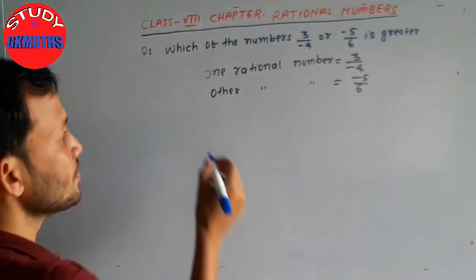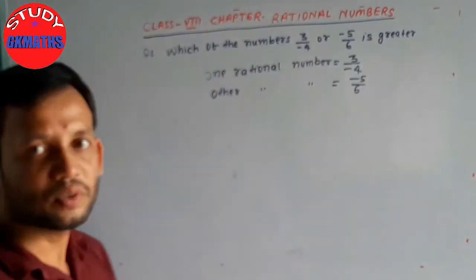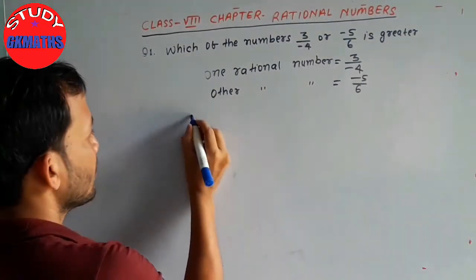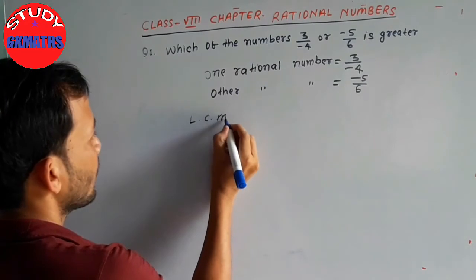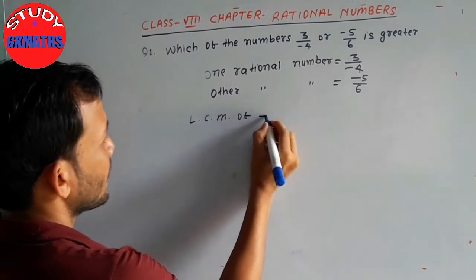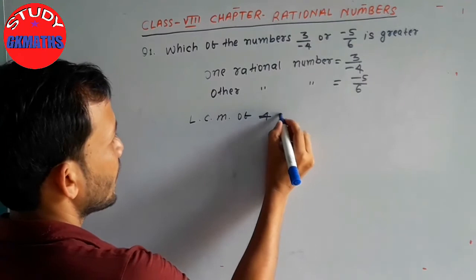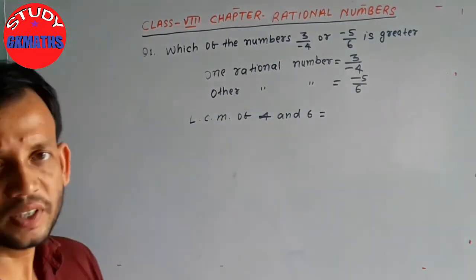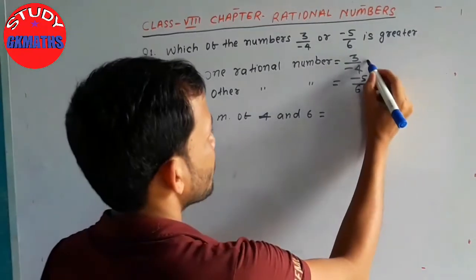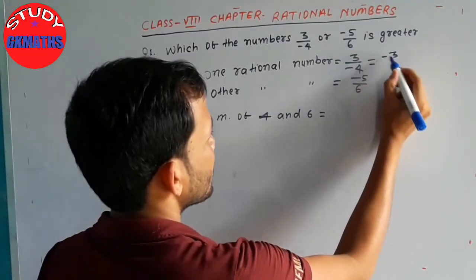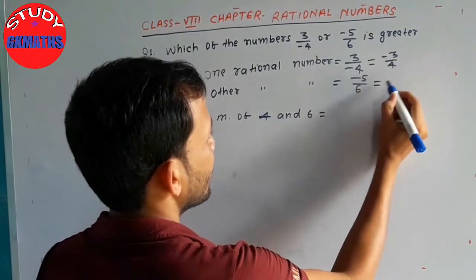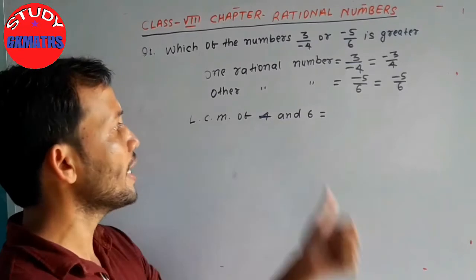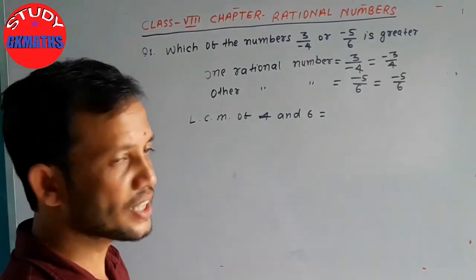Firstly, take the LCM of the denominators of both rational numbers. The rational numbers are here. LCM of 4 and 6. What will be the result? Firstly, you have to calculate minus 3 upon 4, and the other number is also here. Now, LCM of 4 and 6. So what is the LCM?